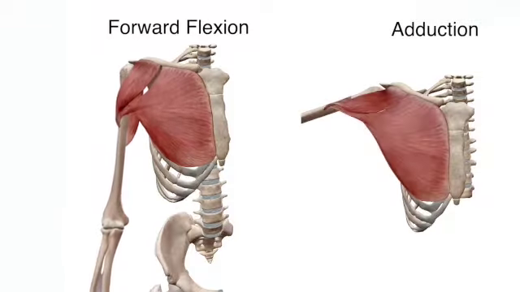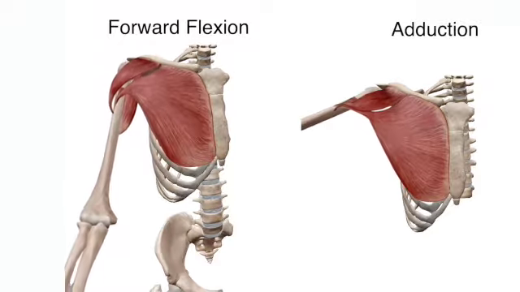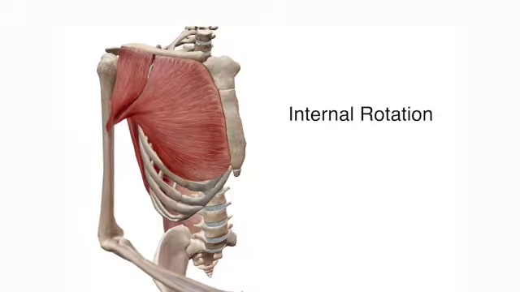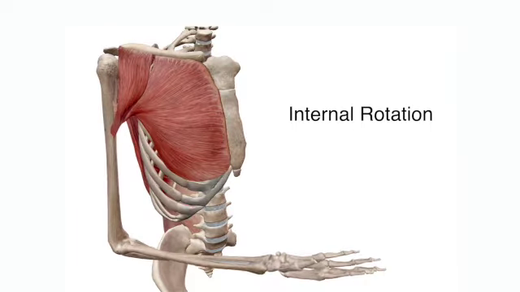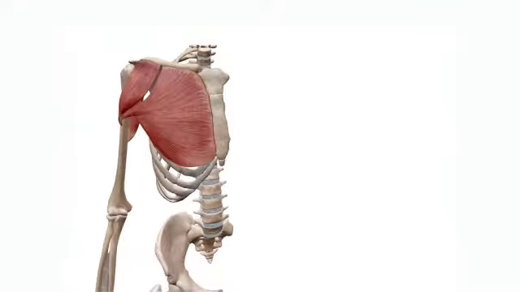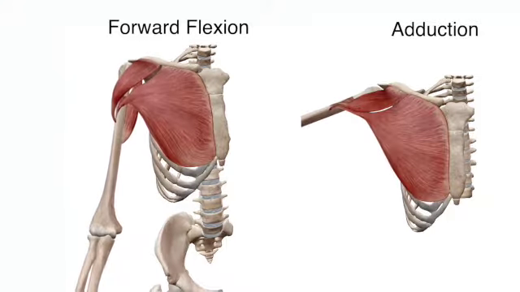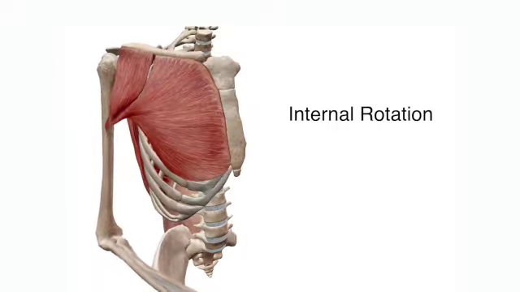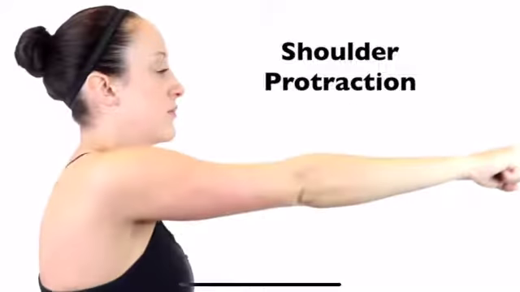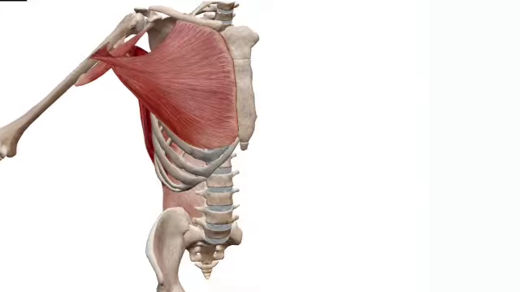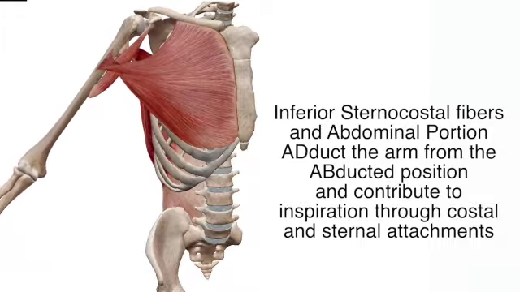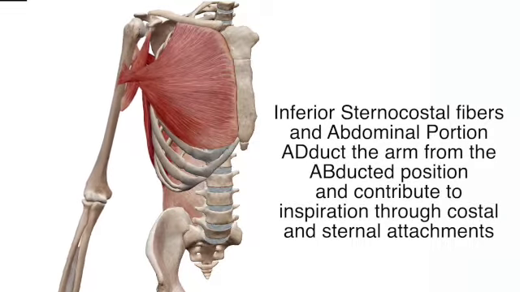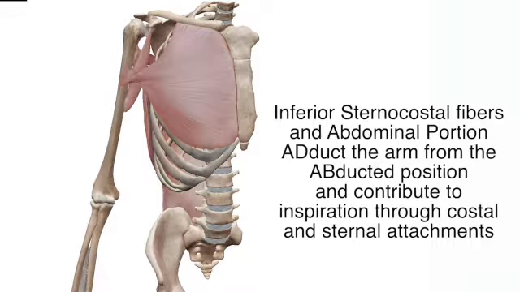The clavicular and superior sternocostal fibers flex, adduct, and internally rotate the arm. The clavicular fibers also suspend the humerus. The sternocostal fibers adduct, horizontally flex, and internally rotate the arm. They also contribute to shoulder protraction. The inferior sternocostal fibers and the abdominal portion adduct the arm from the abducted position. They also contribute to inspiration through their costal and sternal attachments.